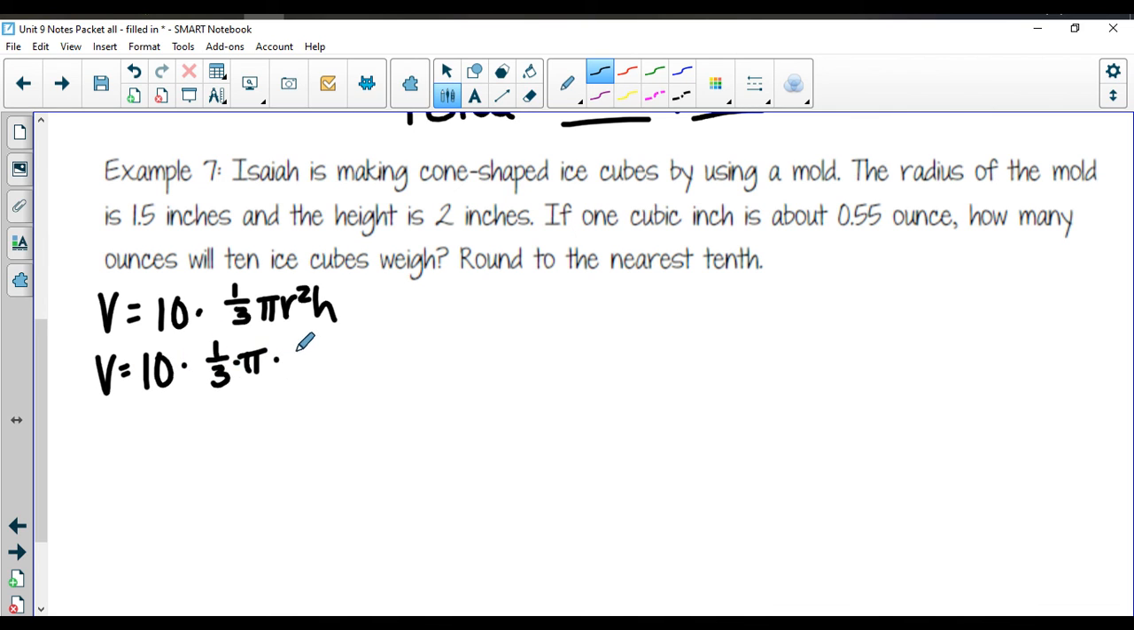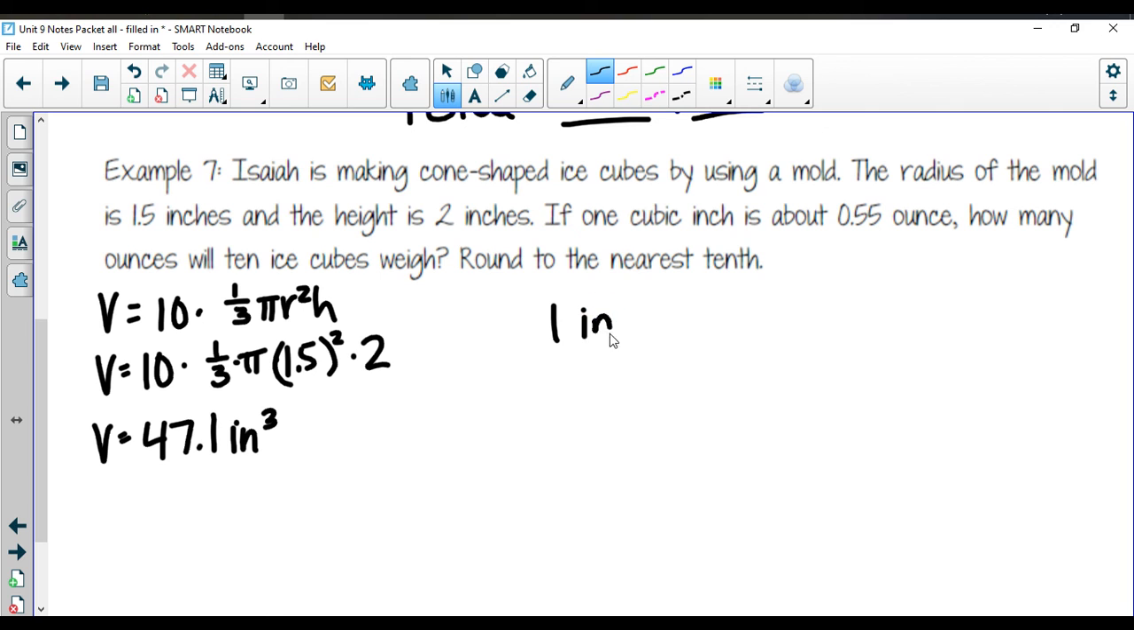It tells me in the problem that my radius is 1.5, so it's going to get squared, and the height is 2 inches then. So doing this in one big old step, 10 times 1/3 times 3.14 times 1.5 squared times 2. The volume of 10 of these ice cubes is 47.1 cubic inches.